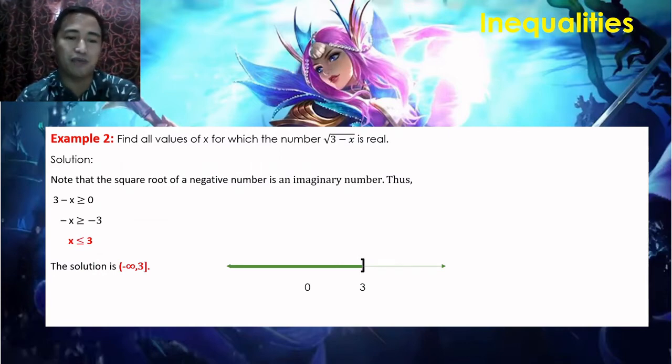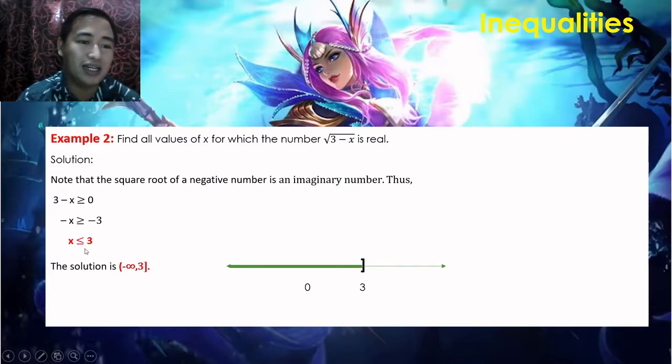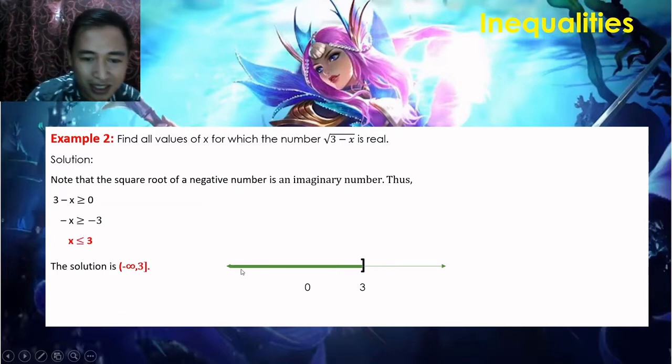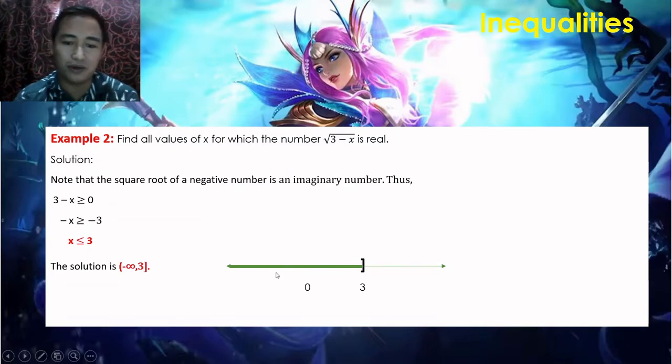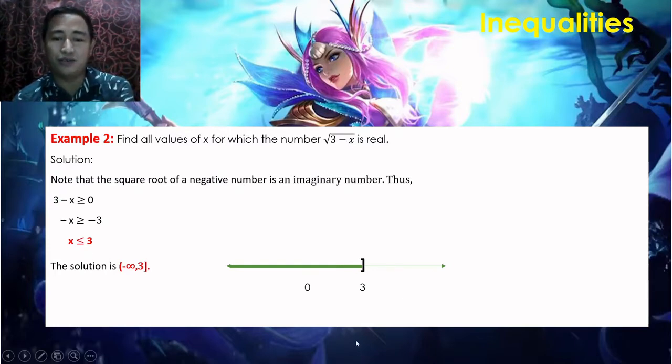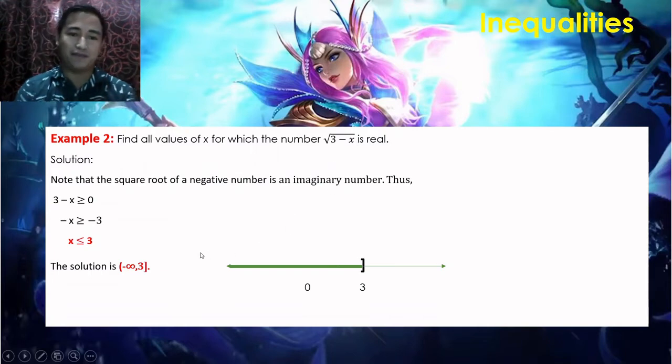Tan-awa lang ninyo sa video dito sa part 1. Sa current class, ang mga x dapat kay mga gamay ni 3. Apil si 3. So, ang graph: 3, then padulong sa negative infinity. So, negative infinity and then 3. Bracket, apil si 3. Kung 3, mo na 0. Square root ni 0 is okay. And kung 0 si x, so that is square root of 3. So, real ang square root of 3.